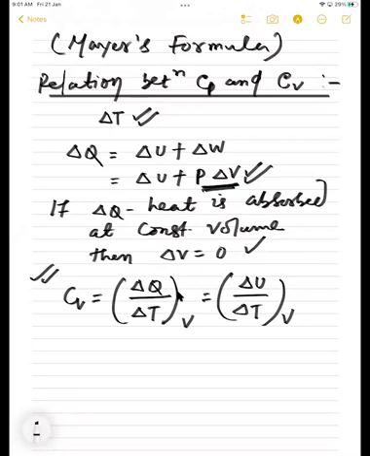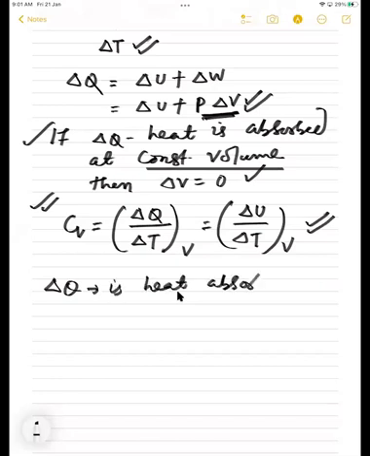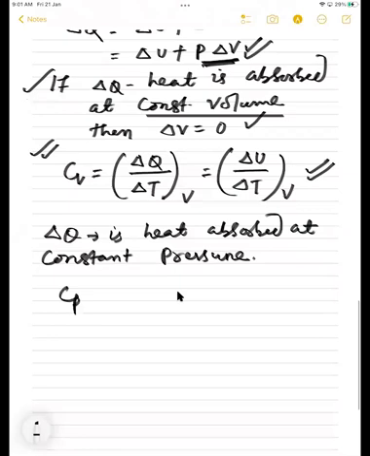Yes, sir. So this expression you got. In the same way, we'll say delta Q is the heat absorbed at constant pressure. This is for constant volume, right? And next we took delta Q as heat absorbed at constant pressure, correct? So Cp is equal to how much, students? Delta Q by delta T at constant pressure P.